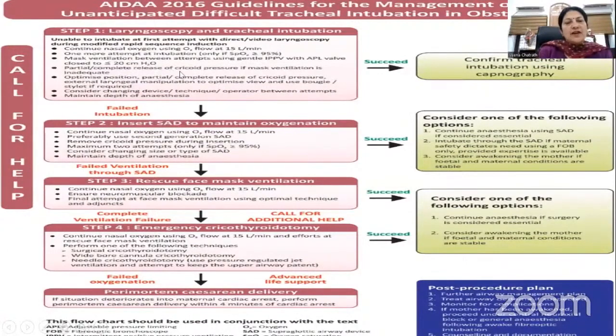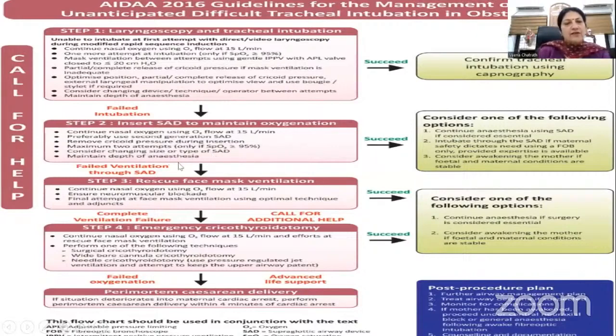We have to do partial or complete release of the cricoid pressure if the mask ventilation is inadequate, and optimize the position of the patient during the second intubation attempt. When the 2 attempts of intubation have failed, then this is failed intubation and we have to go to plan B, that is, insert the supraglottic airway device to maintain oxygenation. Remember that while putting supraglottic airway devices or doing whatever airway manipulations, we have to continue the nasal oxygenation using oxygen flow at 15 liters per minute. Maximum 2 attempts are to be given for the supraglottic airway devices. If it is successful, then we proceed with the cesarean section.